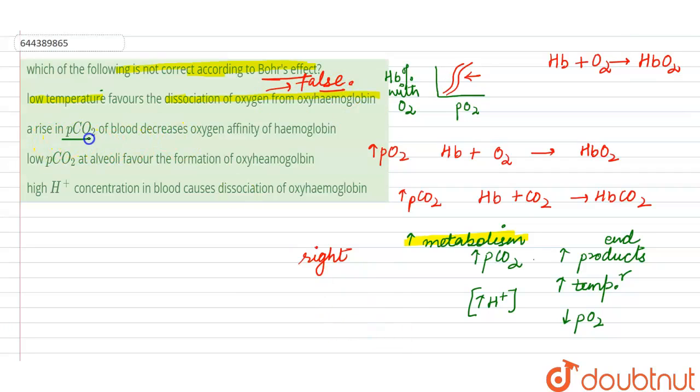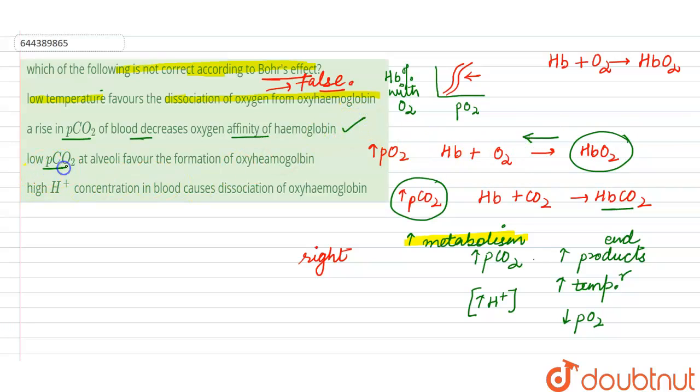The second one is: rise in PCO2 of the blood decreases the oxygen affinity of hemoglobin. Whenever the partial pressure of carbon dioxide is more, HbCO2 will be formed, so that means HbO2 will get dissociated and it will follow a reverse reaction. So this is the right statement.